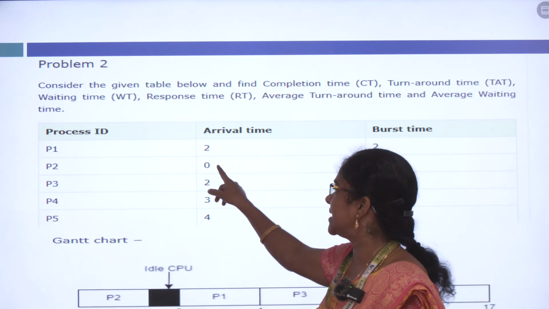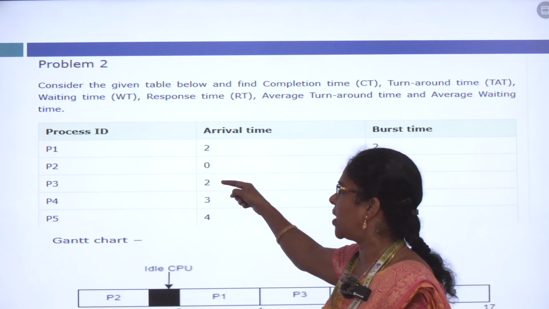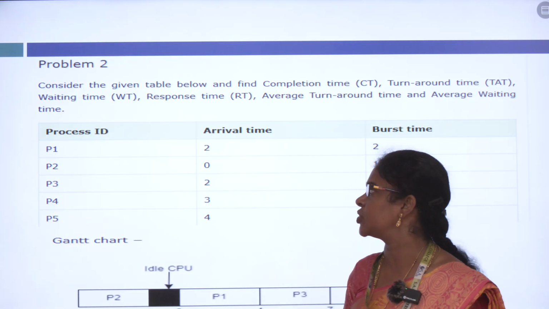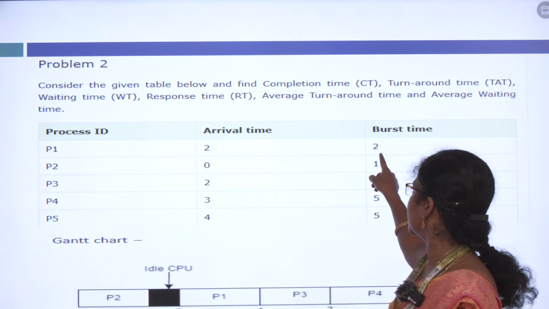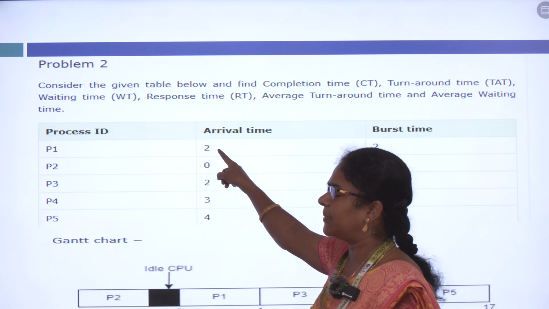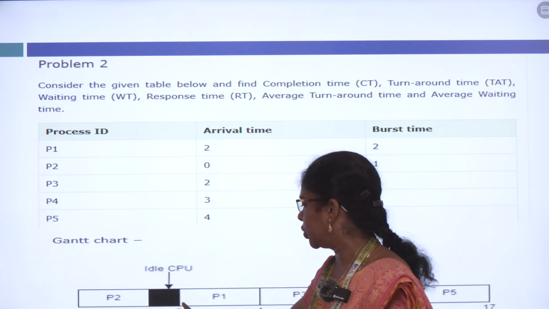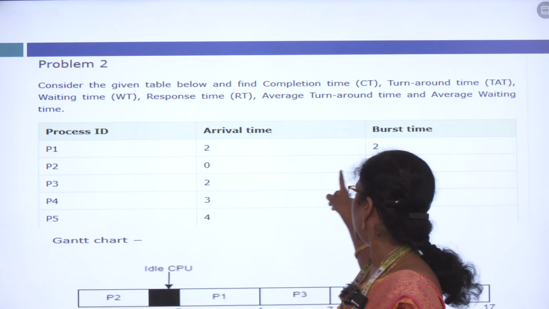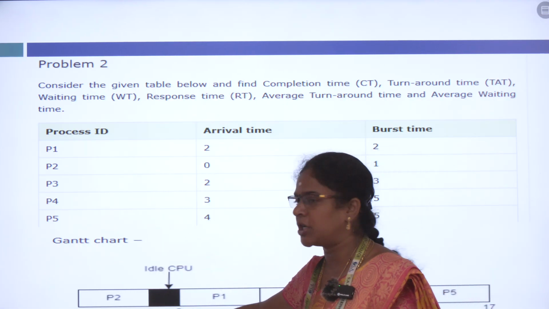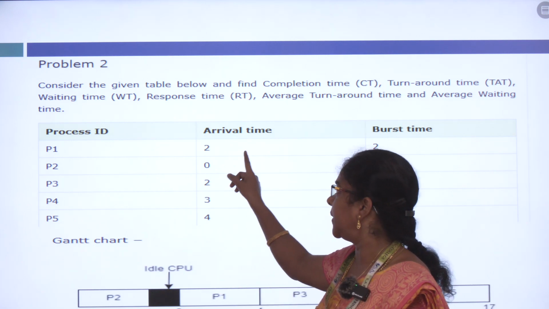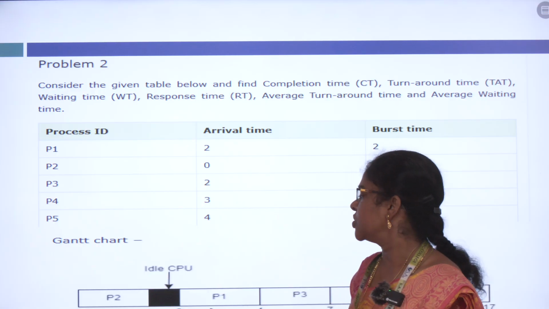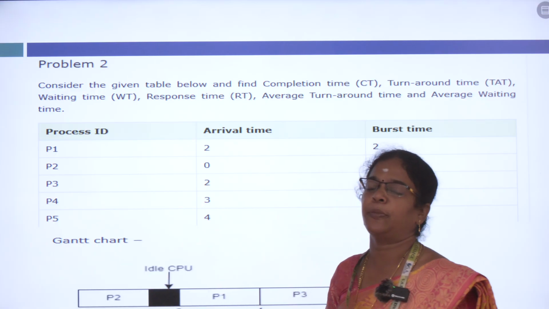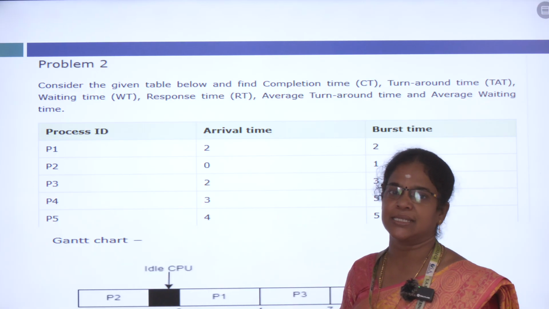1. What is the next least process? P1 and P3 are both the least, but we start from P1. What is the burst time? 2. What is the arrival time of P1? P1 arrival time is 2, but P2's completion time is 1. P1 arrives at 2 only, so between 1 and 2 the CPU will be idle. So this is the second method.